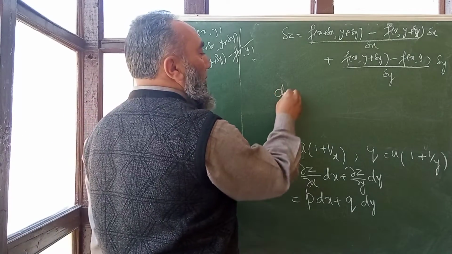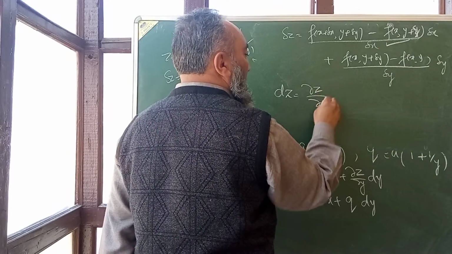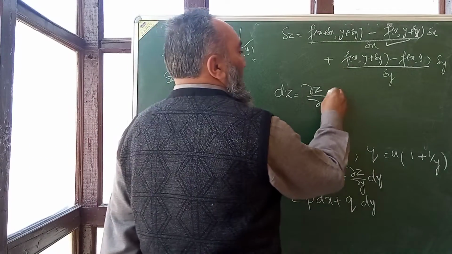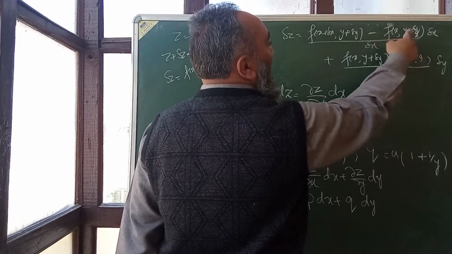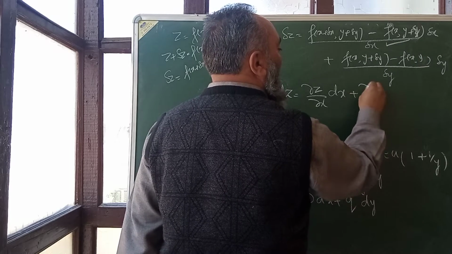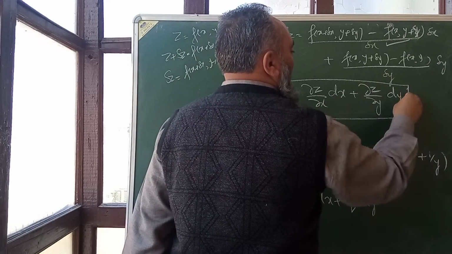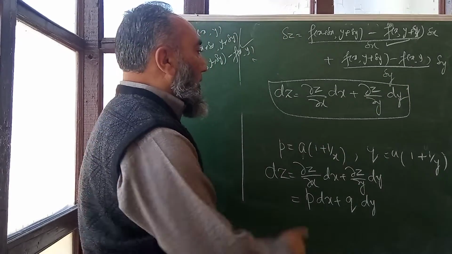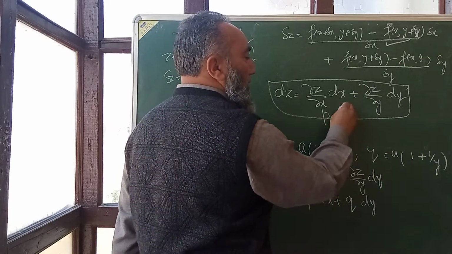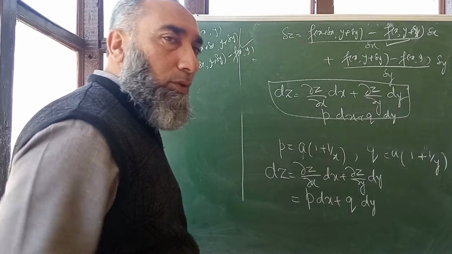You will get dz equal to this, which is the partial derivative of z with respect to x, and z is the same as f, times dx. See, x is changing, y is the same. Similarly here, x is the same, y is changing, so this is the partial derivative of z with respect to y, times dy. That is why I will be using this in all the forthcoming forms: dz equals del z by del x dx plus del z by del y dy, which is p dx plus q dy.